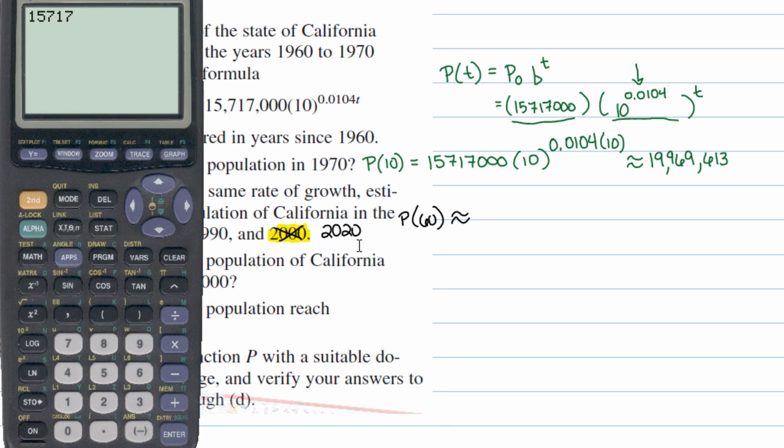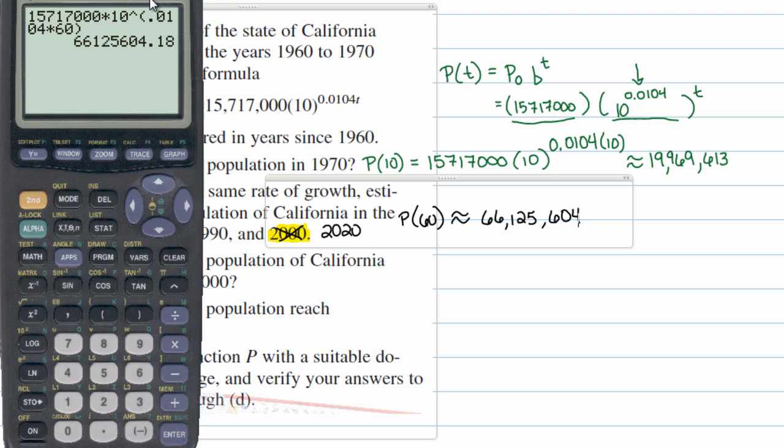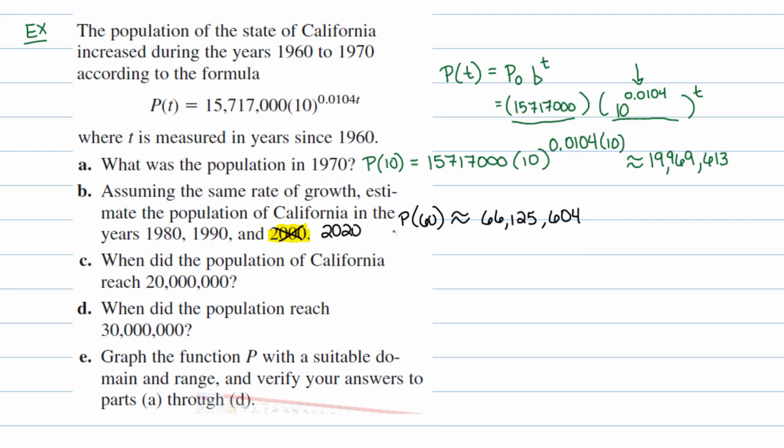15,717,000 times 10 raised to the start of the parenthesis 0.0104 times 60 and end your parenthesis. And here we go. 66,125,000 and what is it, 604. I'm very curious. I'm going to tell you right now that this is likely not true at all. Actually, it really is not true, because I know that the population of the United States right now is probably around 380 million. So I couldn't imagine that California has this many people.